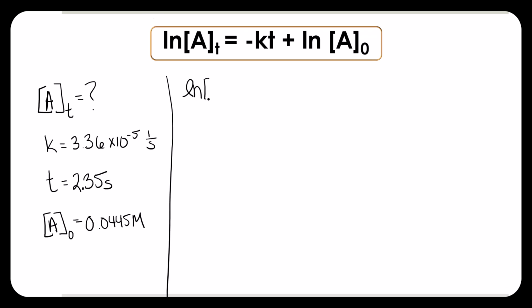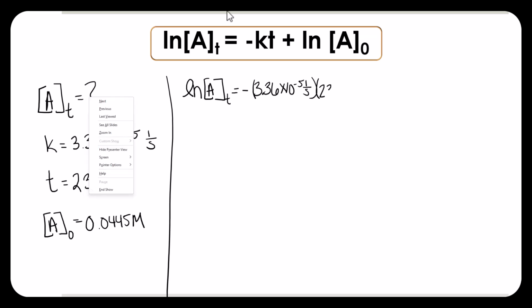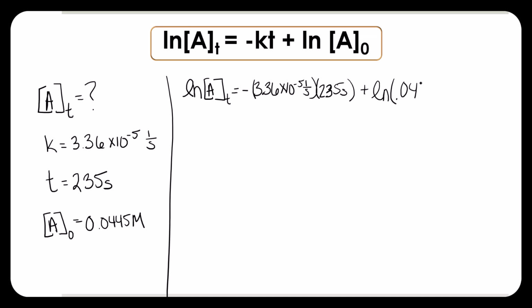So now that we have everything organized, let's just plug it into our equation. So negative 3.36 times 10 to the negative fifth, 1 over seconds, times 235 seconds, plus natural log of concentration initially, so 0.0445.